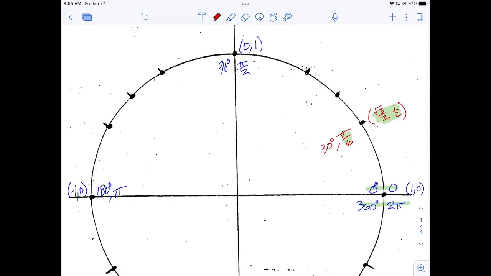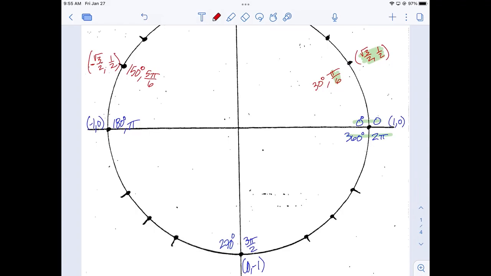30 degrees short of 180 is 150. And then in radians, it's going to be pi 6 short of pi, which should be 5 pi 6. And that ordered pair is still square root of 3 halves, 1/2, but because we're in quadrant 2, it's left and up. So the x is negative.